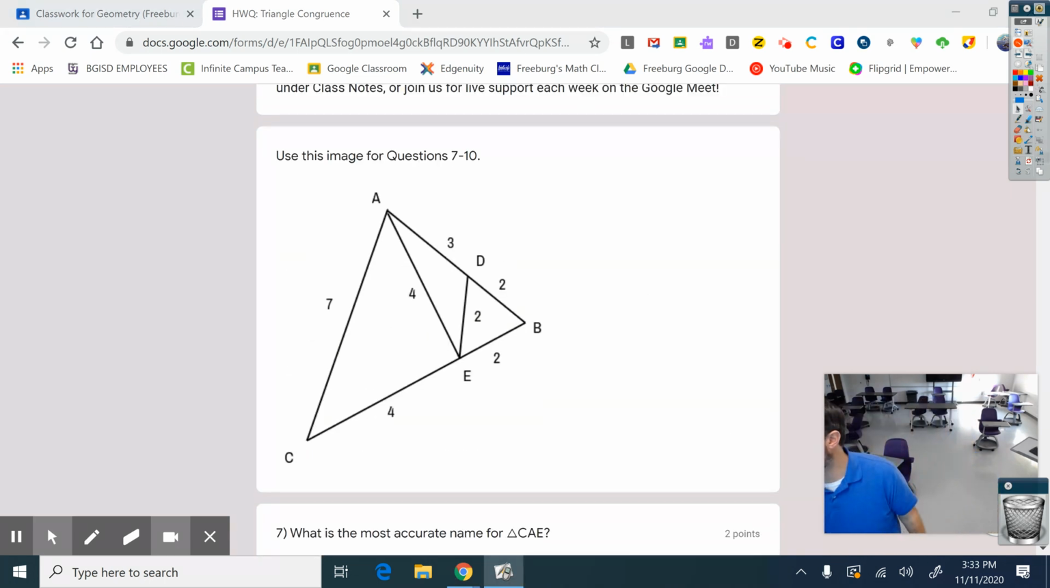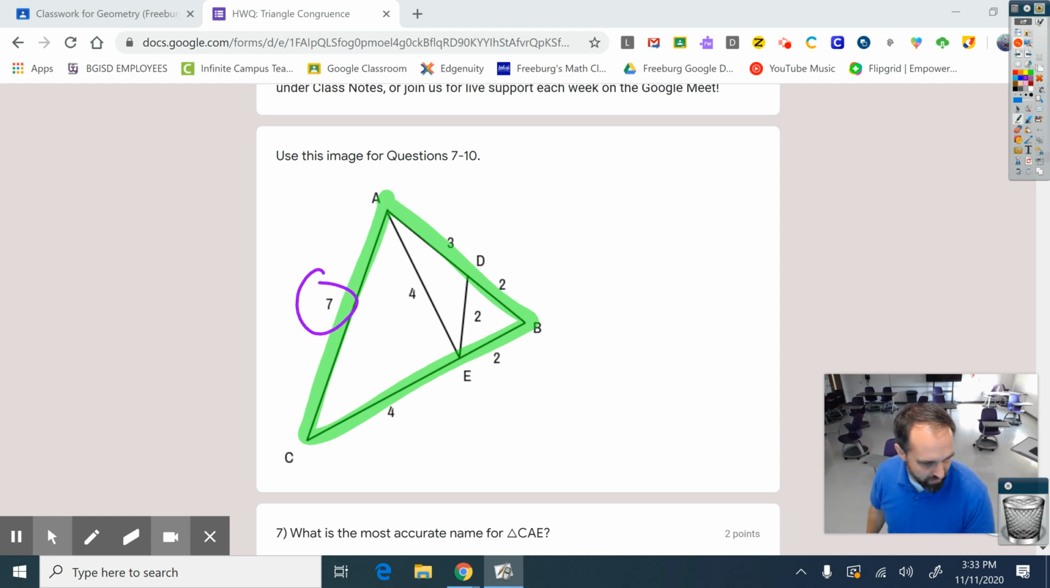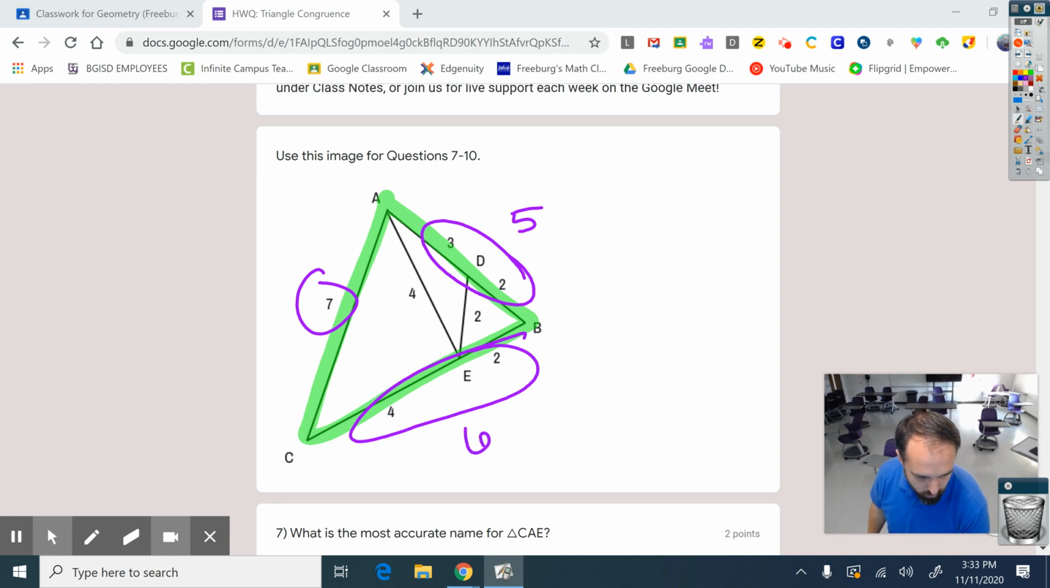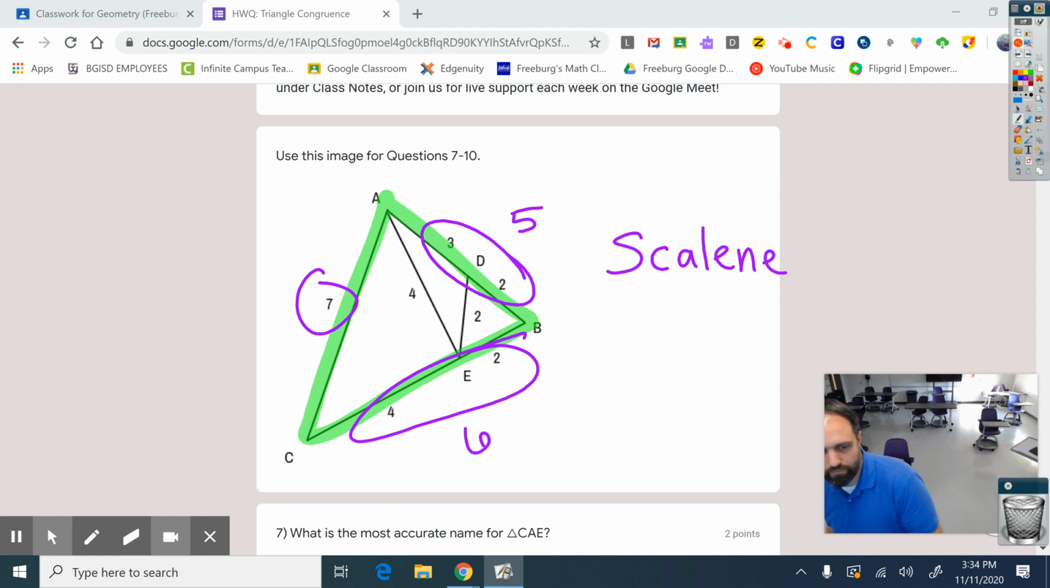So now we're looking at the bigger element here. This takes a little extra step, right? You've got 7, and then you've got 3 and 2, which is 5, and then you've got 4 and 2, which is 6. And so you've got 3 different side lengths here as we look at it in the parts. And so this must be scalene. Okay, perfect. Nice work with identifying.